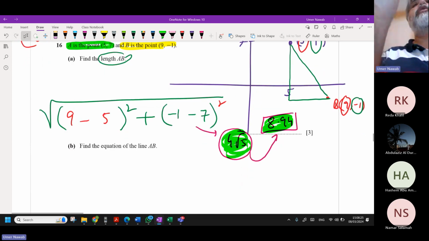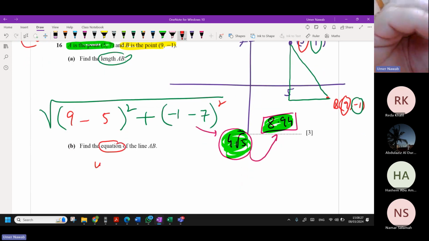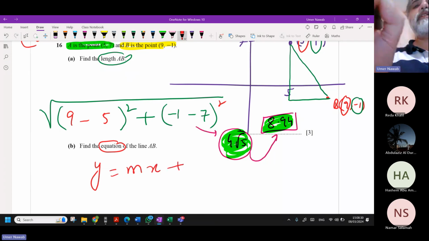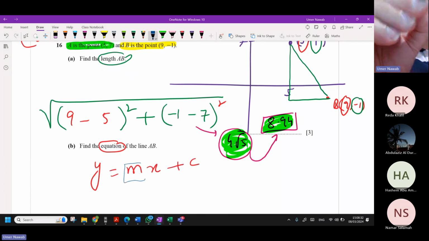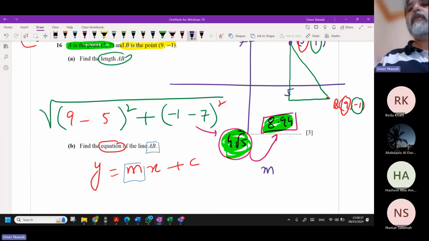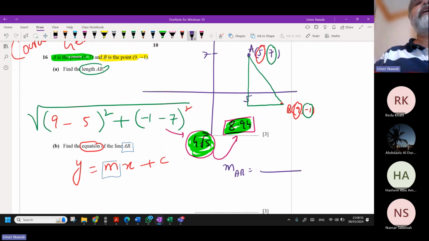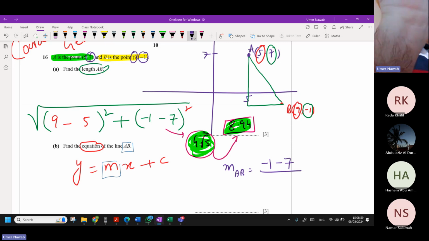Next question is, I want to find the equation. So equation of a line is y = mx + c. So the first thing which you need to know is the gradient of the line AB. So how can I find the gradient of the line AB? You remember I have to write the difference of Y coordinates and the difference of X coordinates up and down respectively. So the difference of the Y coordinates, y2 - y1. So I'm going to use -1 - 7. And then I will use the same direction, 9 - 5.